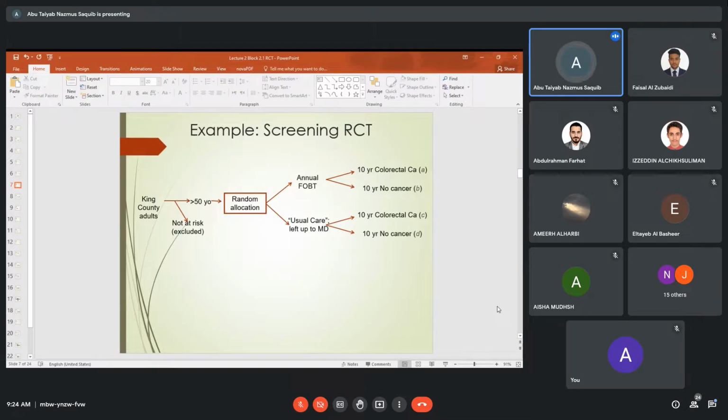One group will receive the usual care. What is the usual care? They will go to the doctor's visit, and the doctor will usually, if the person is 50 years and older, tell them, hey, you need to do a colorectal screening. Okay, colorectal screening. How do you do the colorectal screening? There are many ways you can do the screening. One of the screening tools is called FOBT, fecal occult blood test.